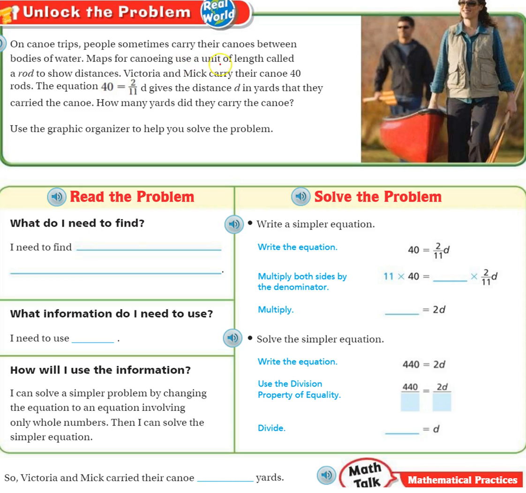On canoe trips, people sometimes carry their canoes between bodies of water. Maps for canoeing use a unit of length called a rod to show distances. Victoria and Mick carry their canoe 40 rods. That's a distance. That's how far they carry it. The equation 40 equals 2/11 d gives the distance d in yards they carried the canoe.